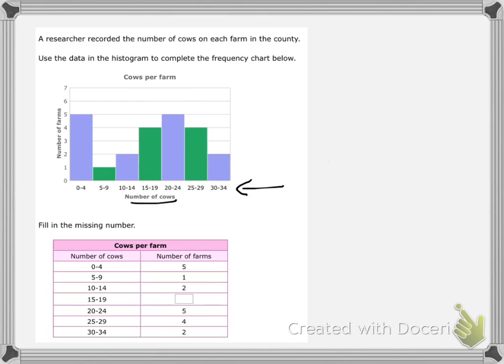So for the number of cows, farms that had either 0, 1, 2, 3, or 4 cows would be in this purple graph right here. And I see when we go up to 5, that means there were 5 farms that had either 0, 1, 2, 3, or 4 cows. So we want to fill in the missing number here. How many farms had either 15, 16, 17, 18, or 19 cows? That's this bar right here, the green one, and I see it goes up to the number 4. So we're going to fill in here a number 4.